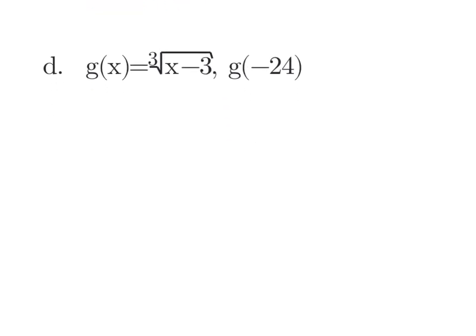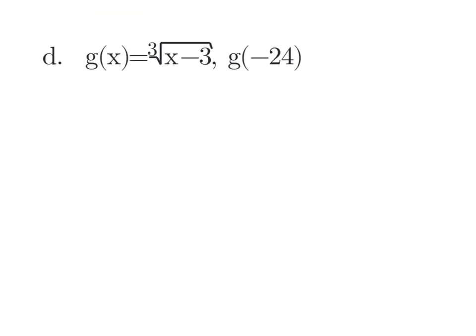All right, last example, we have the cube root of x minus 3. I want to know what is g of negative 24. So we're going to replace x with negative 24 in my function definition. And so we want to replace all of our x's with negative 24 inside our function. So we get cube root of negative 24 minus 3.